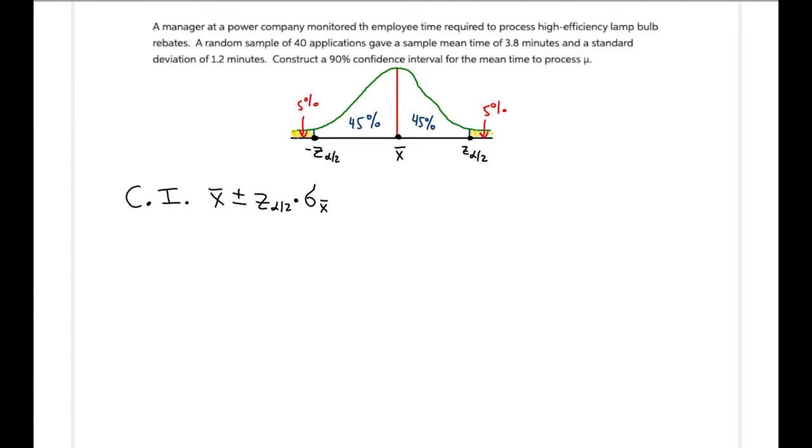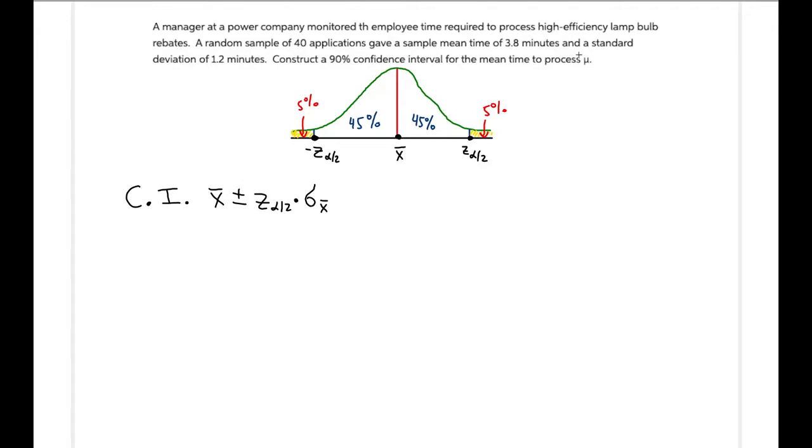A manager at a power company monitored the employee time required to process high-efficiency lamp bulb rebates. A random sample of 40 applications gave a sample mean time of 3.8 minutes and a standard deviation of 1.2 minutes. Construct a 90% confidence interval for the mean time to process, mu.